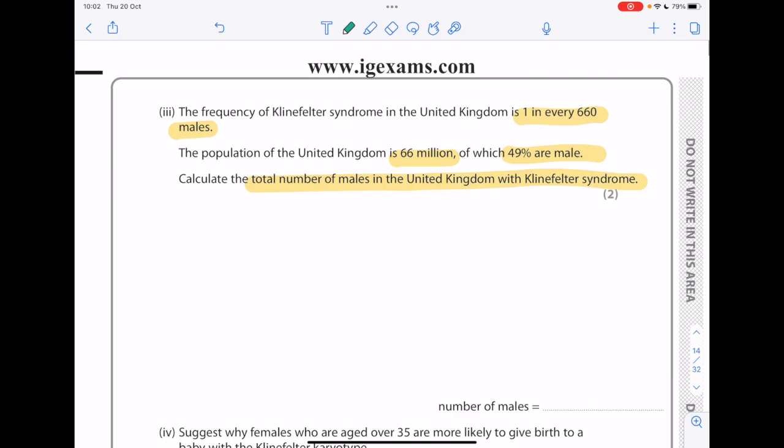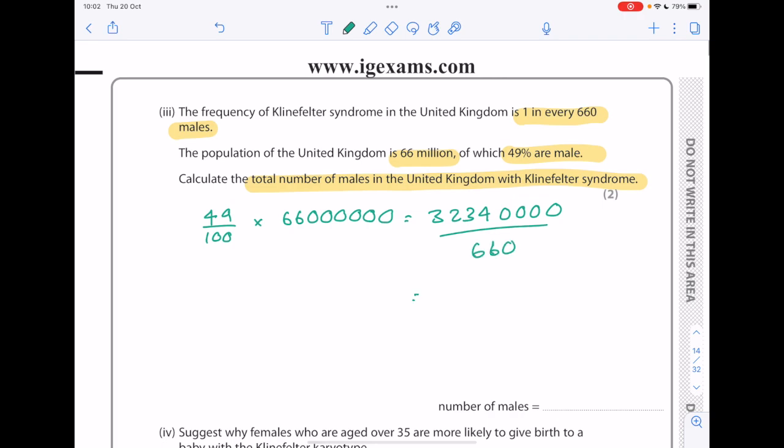Let's work out how many males there are then. So we need 49% of 66 million. And then finally divide that number by 660 to work out how many Klinefelter males we'd have. So it's 49,000.